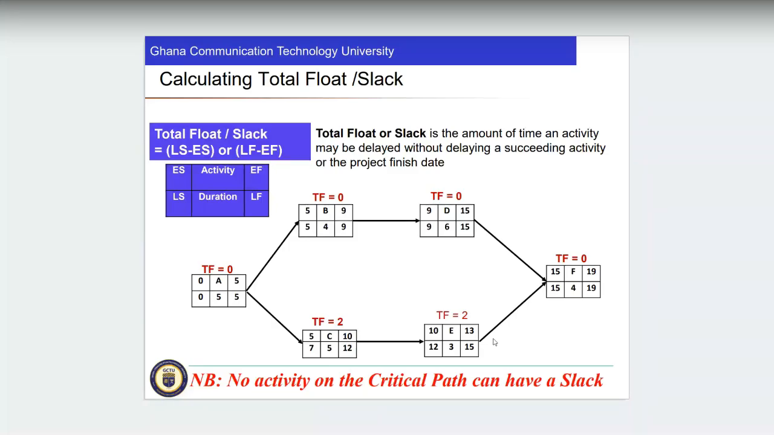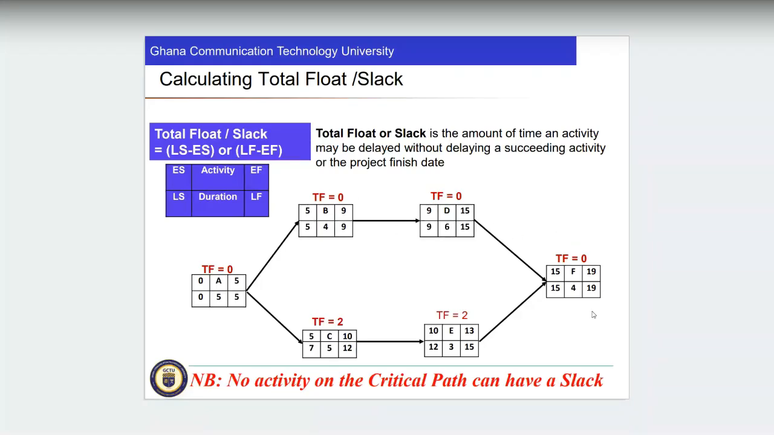So that is the total float, or the slack. On this particular side, you just subtract them: latest start minus earliest start, or latest finish minus earliest finish, any of them. Put it on the top. So no activity on the critical path can have a slack. As you can see, on the critical path there is no slack, or no float.